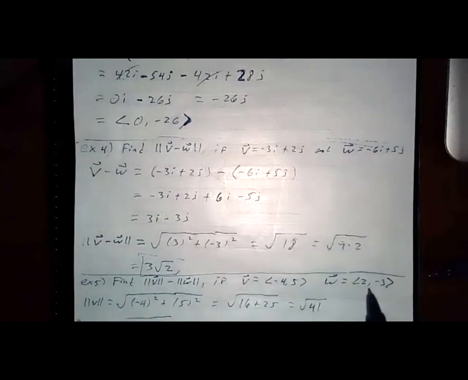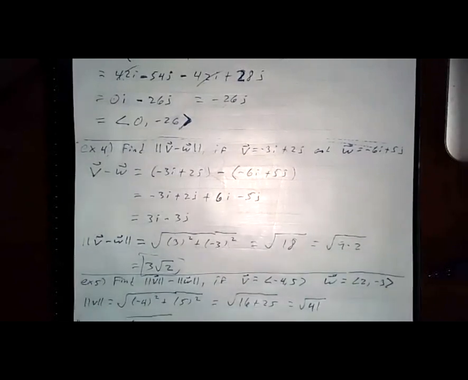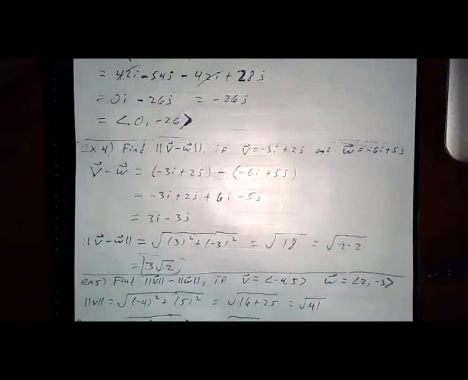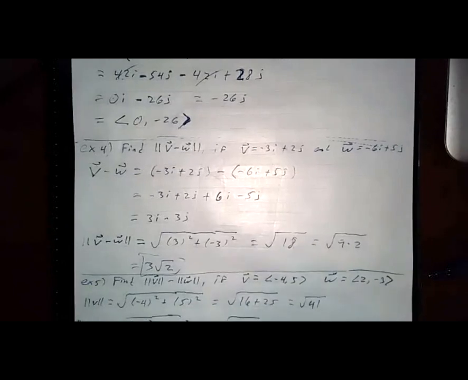Magnitude of W, you take 2 and -3 and square them. That will be 4 plus 9, which is 13. Can you raise up? Okay.